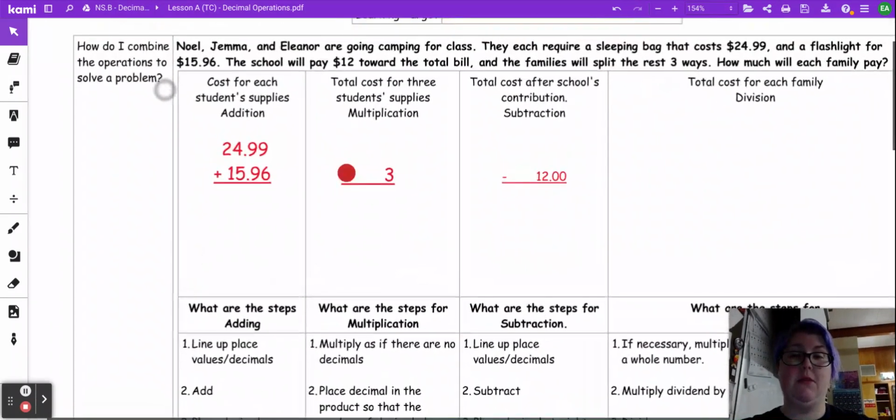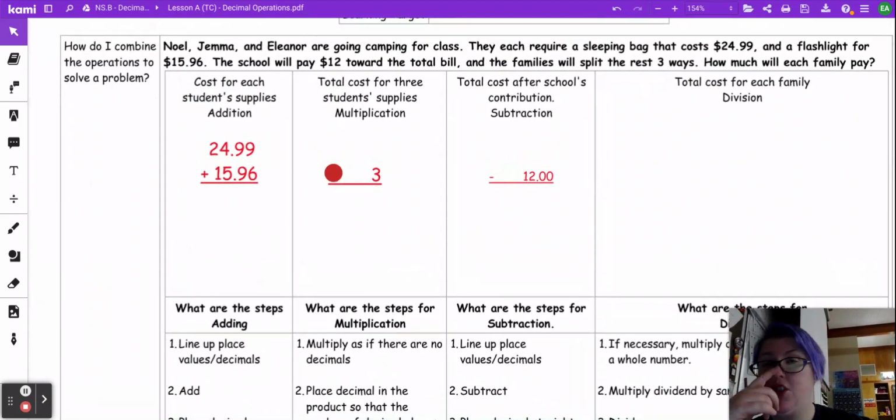So let's look at our situation. Noel, Gemma, and Eleanor are going camping for class. They each require a sleeping bag that costs $24.99 and a flashlight that's $15.96. The school will pay $12 towards the total bill, and the families will split the rest of the cost three ways. How much does each family pay?